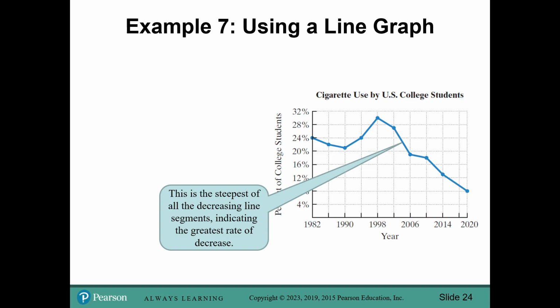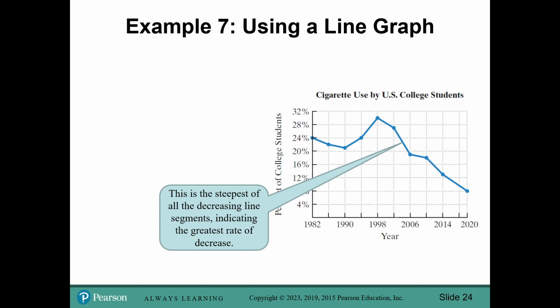Now we have to look back at the graph in order to see this. The steepest of all decreasing line segments indicates the greatest rate of decrease. What we can see here is that the steepest line segment going downward is between this period from 2002 to 2006. Okay, remember there's a 4-year jump between each of these.